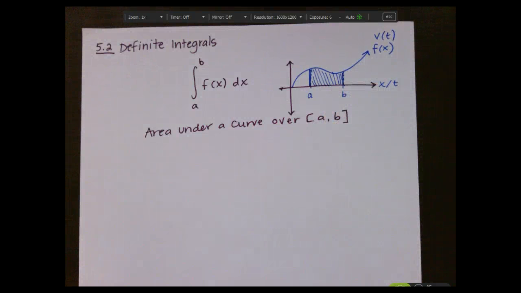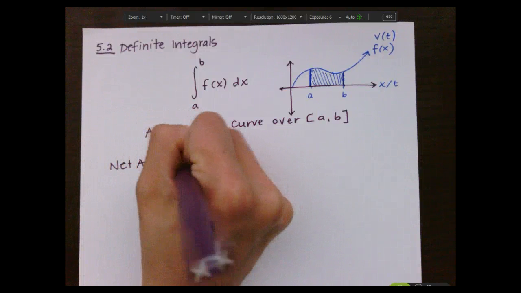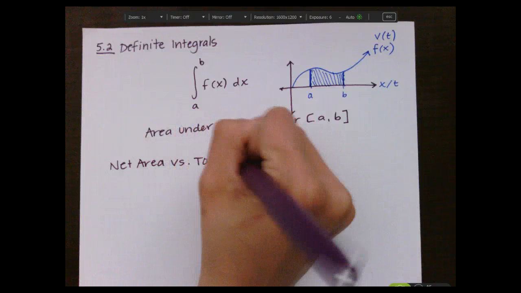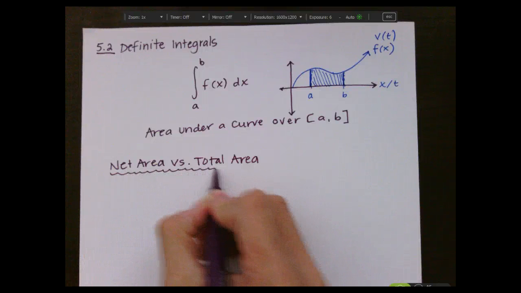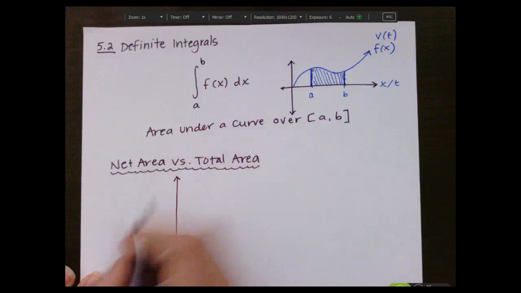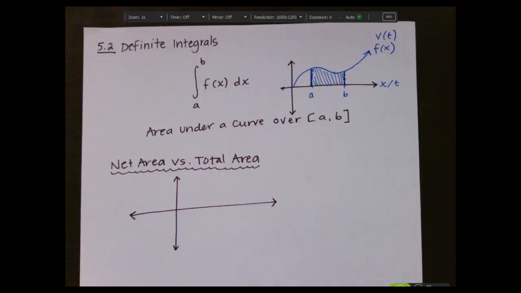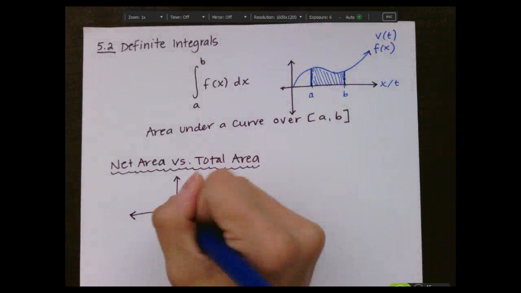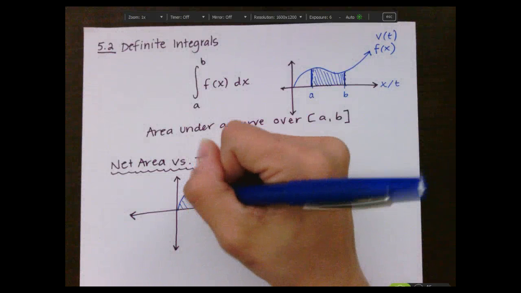So what we need to discuss next is the difference between the net area and the total area. In the graph that I drew, everything was above the x-axis. So we need to take a look at what happens when we have negative regions of the graph. Well, it's not very straight, but I think we can go with it anyway. So for example, if I have this curve, it's not completely positive. There are sections that are positive.